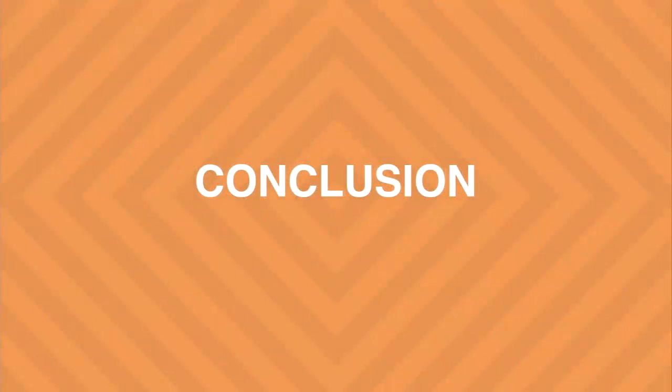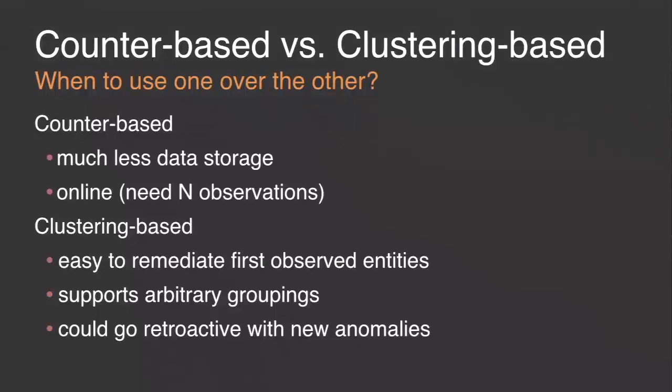Now it's a real conclusion. In conclusion, Isaac and I have talked about two ways of aggregating information, counter-based and clustering-based. When and why we choose one over another depends on what kind of information we already have stored and what kind of system constraints we have.